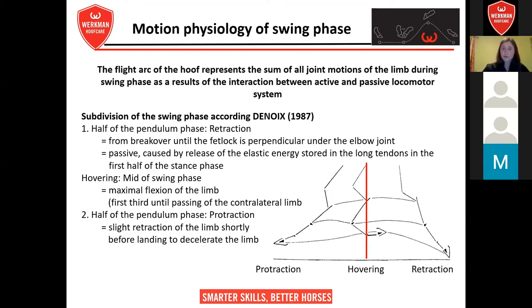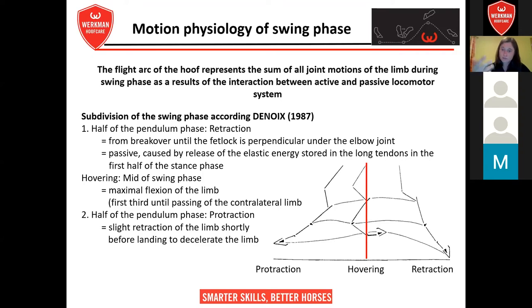So the first half of swing phase is related to the function of the limb during stance phase. So if all the shock absorbing structures are working well, and also the shoulder girdle and the musculature which are responsible for shock absorption and storing energy, if all these mechanisms are working well, you have a very active and nice protraction of the limb to swing phase.